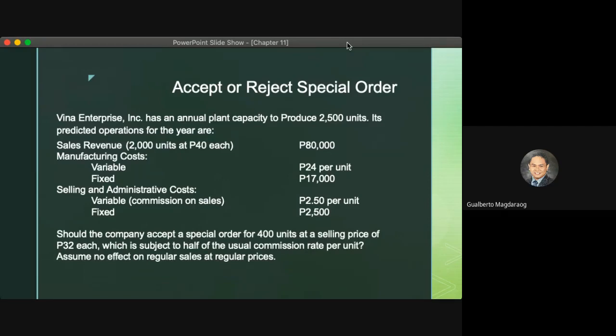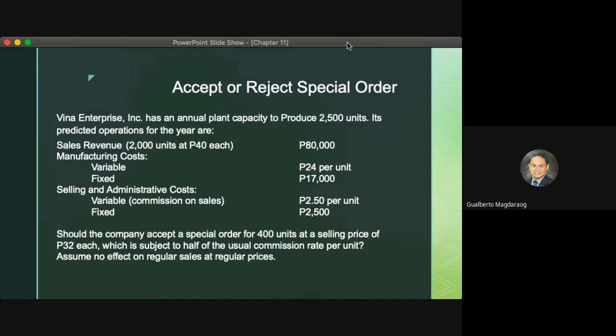The number of units na special order natin is 400 units. And ibebenta natin sa kanya yon ng 32 pesos each, which is lower than the amount that we usually charge to our regular customer, which is 40 pesos. By the way, isa din to sa mga consideration in making a decision whether to accept or reject a special order, because normally, baliktad ito sa actual ha, dito lang sa problem ganito ang situation.